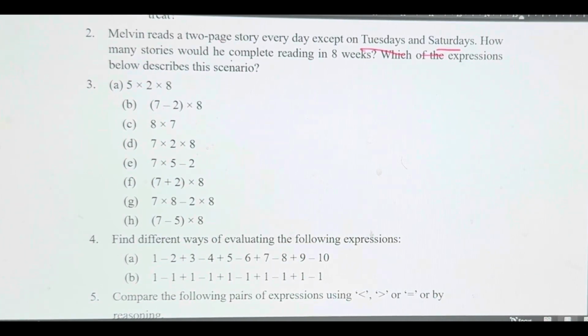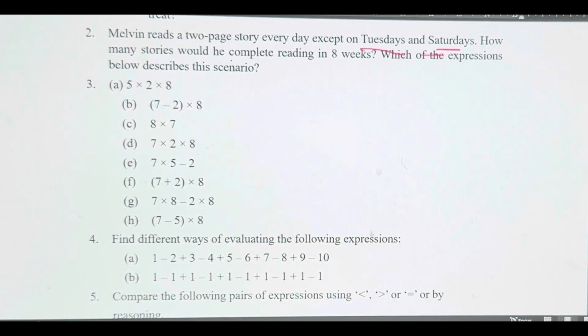It is a 2-page story, but Melvin is reading the story every day, except these 2 days. So total days left are only 5. This 2 is, don't get confused with this 2. So they have asked for 8 weeks, right? So actually we are multiplying 5 by 8.